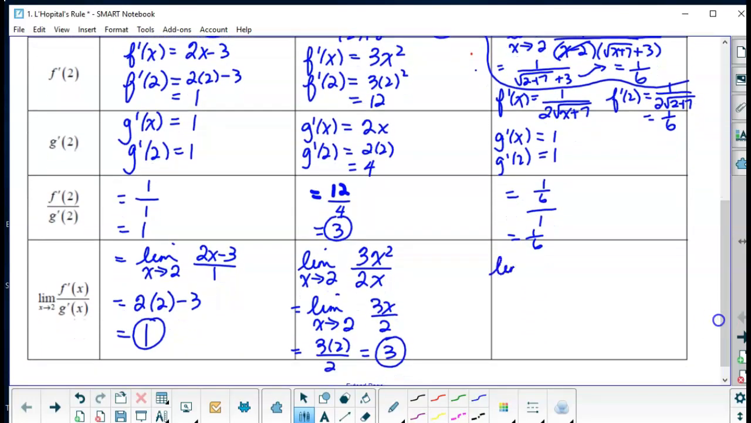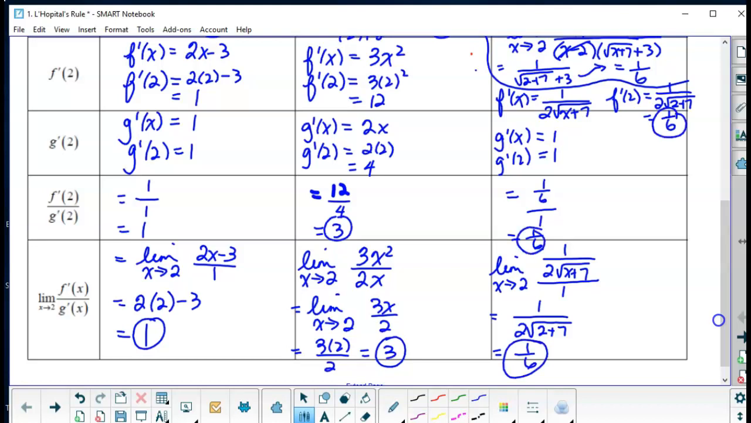Now if we take the limit as x approaches 2 of the derivative, so the derivative was 1 over 2 root x plus 7. Derivative of g was 1, so it's really 1 over 2 root x plus 7. And then substitute the 2 in. So we get 1/6. Okay, again, same here as here as here.